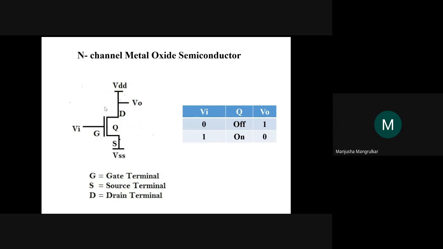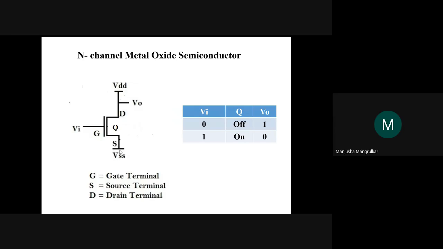In NMOS, it is just the reverse. Your VDD is connected to the drain, your output voltage, the gate is there, and the source is connected to the ground. If you are giving 0, your transistor is off, your V0 is connected to the VDD. If you are giving 1, your transistor is on, your V out is connected to the ground, right? So you need to understand this basic.